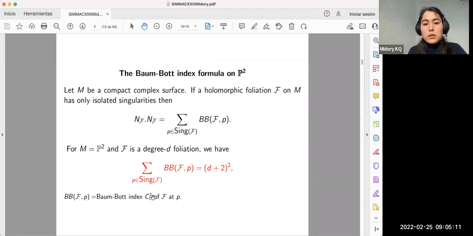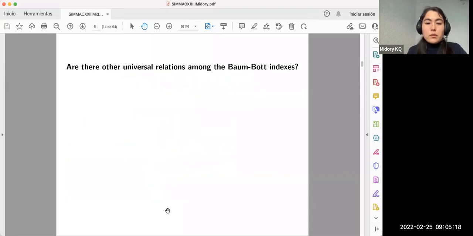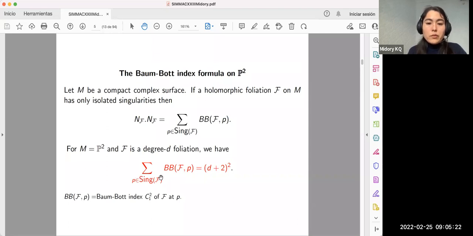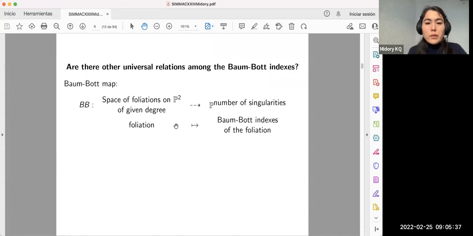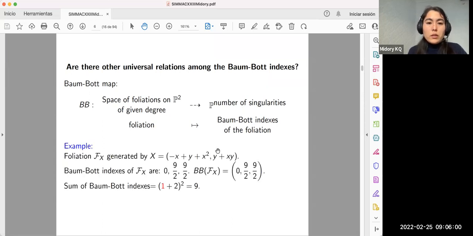And here the Bott index is the one related to the eigenvalues. So we have a formula for the sum of the Bott indexes. But we can ask if there are other universal relations among the Bott indexes. We had one, but are there others or not? We can study that by studying this map. We take the space of foliations on the complex projective plane of a given degree, we take a foliation, and we calculate each Bott index at each singularity of the foliation. To know how many universal relations there are, we have to study the rank.